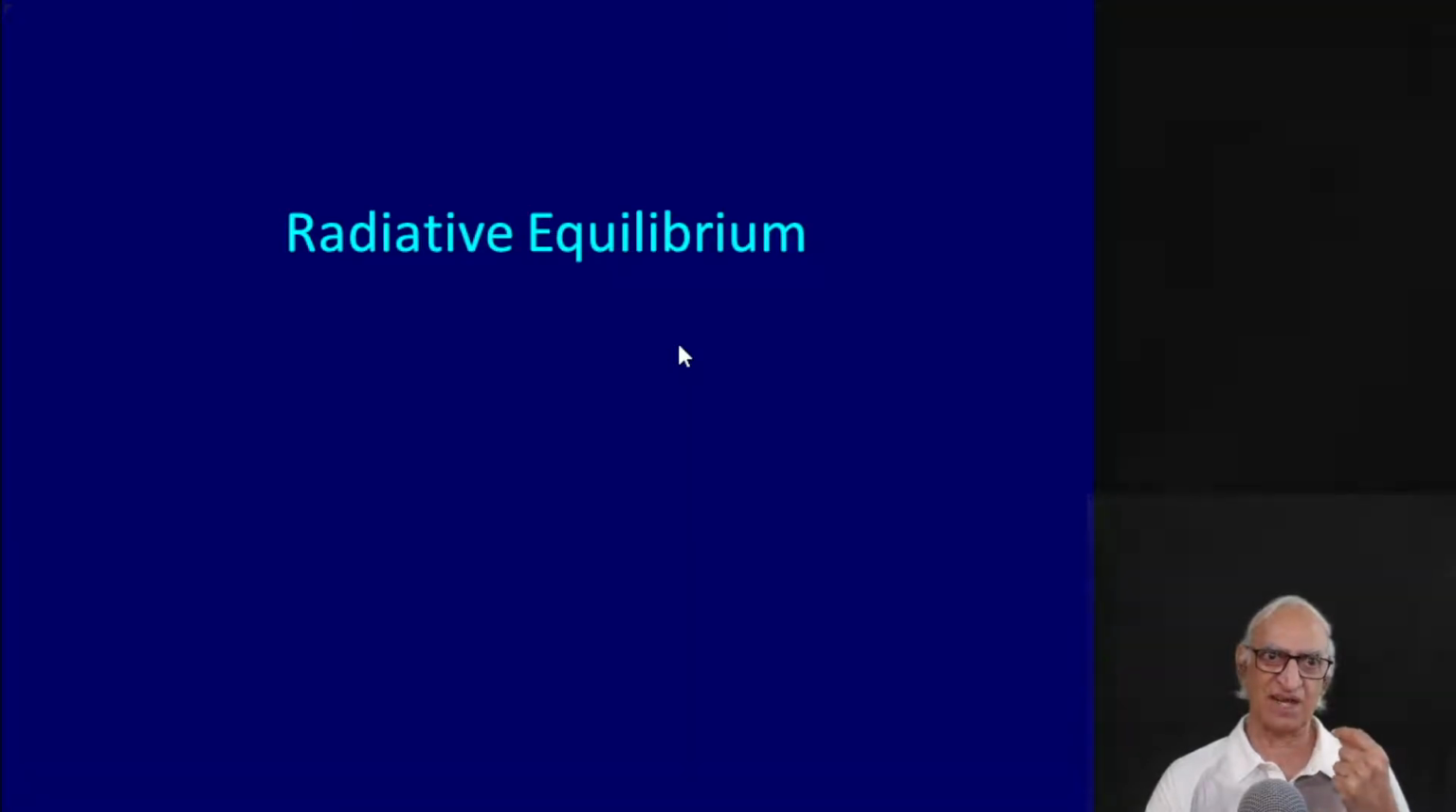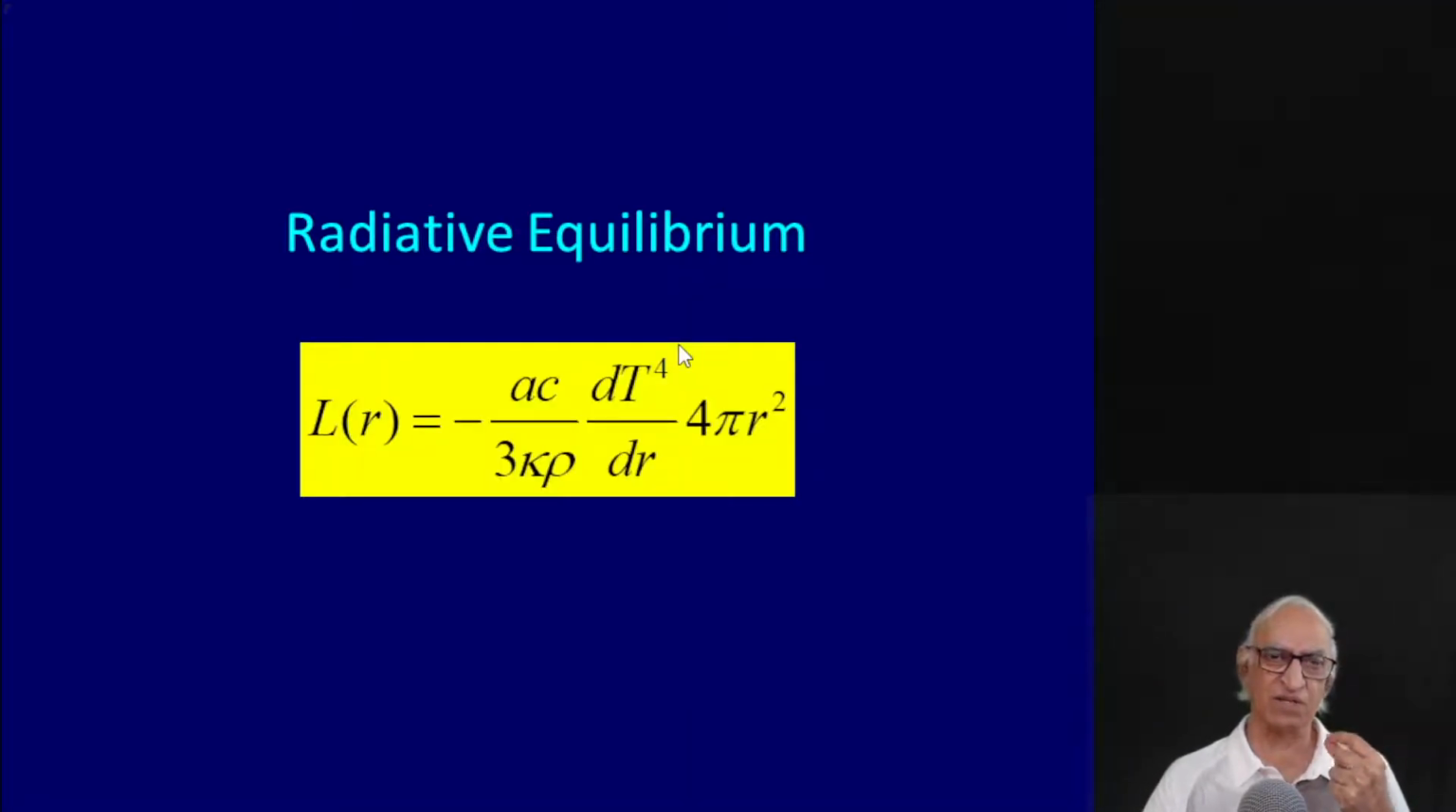So what we have done now is to introduce the concept of radiative equilibrium. And the equation of radiative equilibrium is L(r) is equal to minus 4πr² times (ac/3κρ) d/dr of T⁴. What does this radiative equilibrium mean? It means that the net outward flux of radiation is converted to a pressure gradient, which adds to the pressure gradient of the gas pressure, and the two together balance gravity. So that's what radiative equilibrium means.